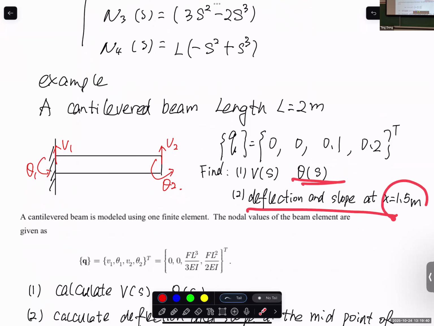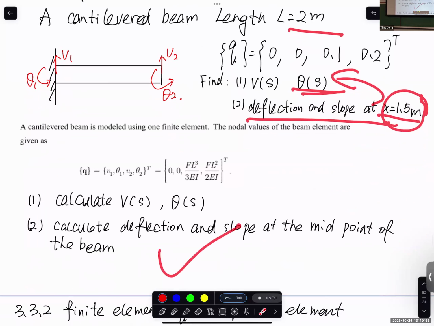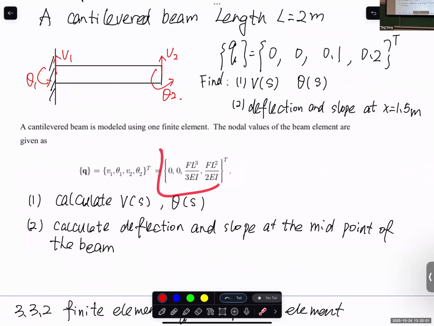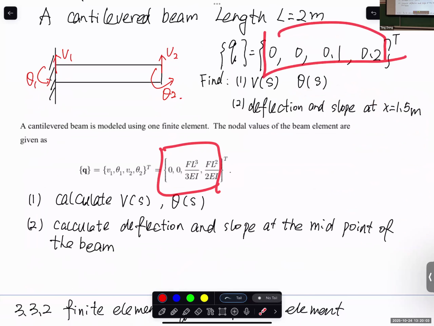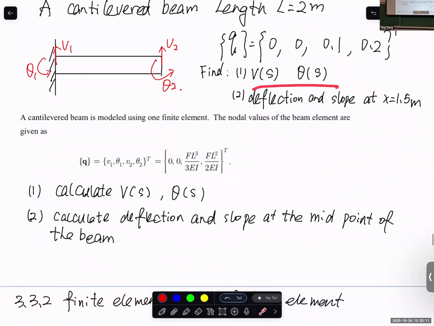For deflection and slope at any specific point in the physical coordinate, you need to find the corresponding s in the reference coordinate and then plug back in. So at 1.5, if the total length is 2 meters, then s equals 0.75. So this was the example problem, and our homework problem is very similar. Again, all degrees of freedom are given. In this example problem we have numbers, and in this one I have put force, length, Young's modulus, and moment of inertia. The question is the same, and this is the middle point, and we know that the middle point means s equals 0.5.